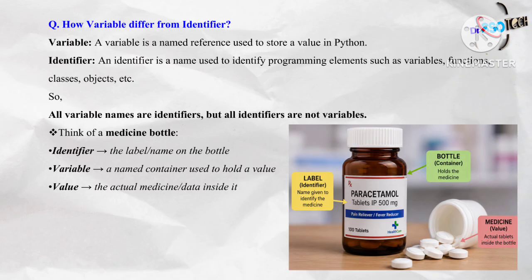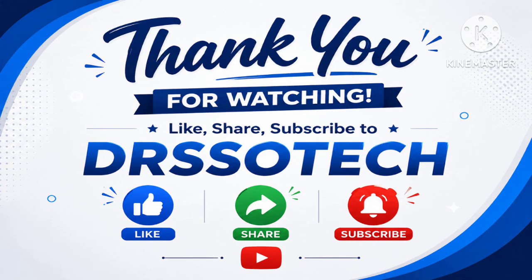Just think of a medicine bottle. Here if you look at the picture, the identifier is the label or name on the bottle. The variable is a named container used to hold a value. The value is the actual medicine or data inside it. Dear listeners, in today's video, we learnt about Python variables, keywords and identifiers. I hope this video helped you understand these concepts in a simple and easy way.